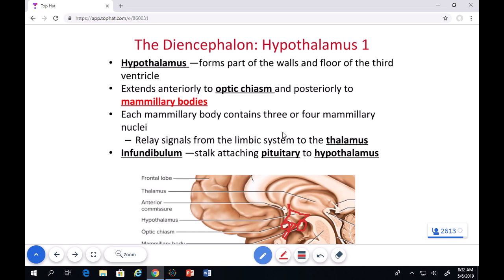I mean hypothalamus. Thank you for calling me out on that one. I mean hypothalamus on this slide. So on the inferior anterior margin of the hypothalamus, we have the optic chiasma, and then the mammillary bodies over here for the inferior posterior margin of the hypothalamus.